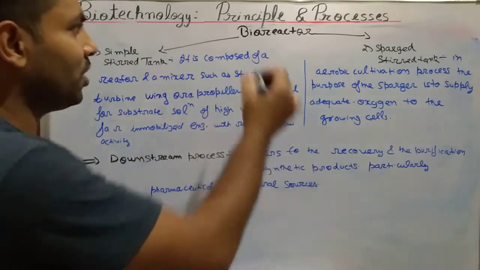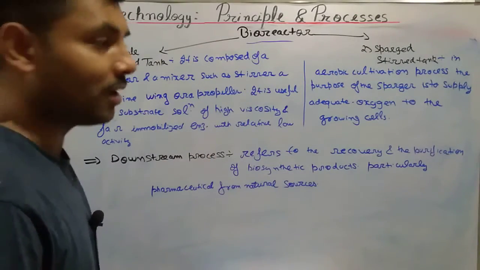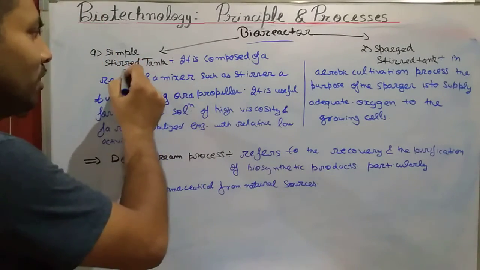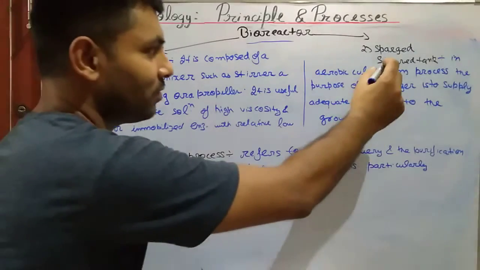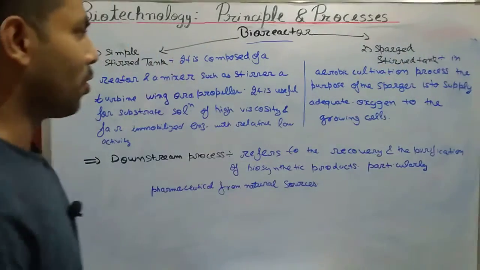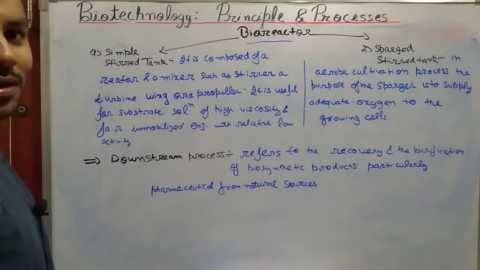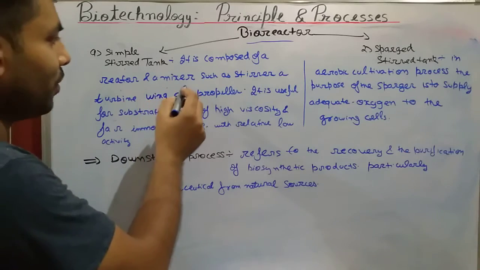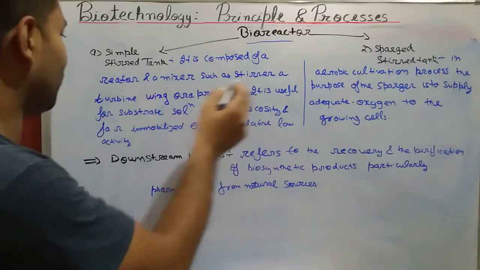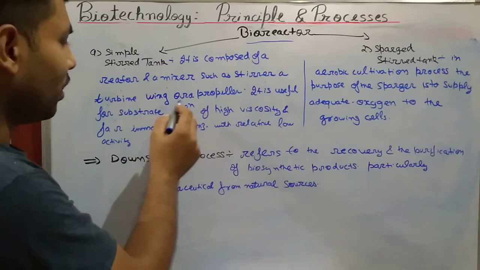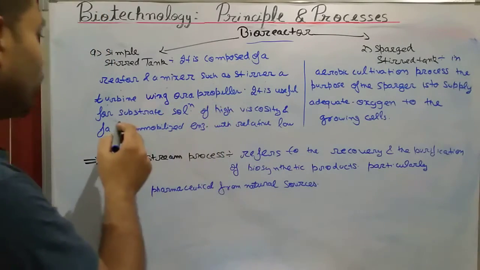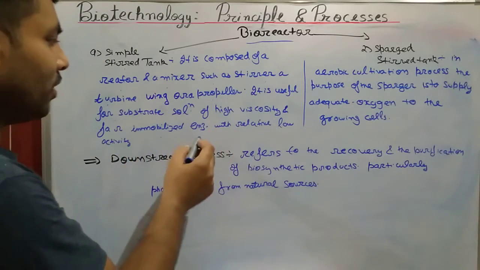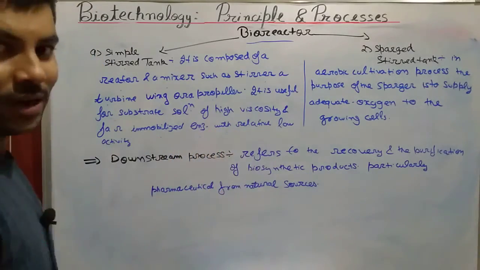Now see about the bioreactor. By the name it is clear: bio plus reactor. There are two types. First one is the simple stirred tank bioreactor. Second one is the sparged stirred tank bioreactor. See, the simple stirred tank bioreactor is composed of a reactor and a mixer such as a stirrer, turbine, wing or propeller. It is useful for substrate solutions of high viscosity and for immobilized enzymes with relatively low activity.